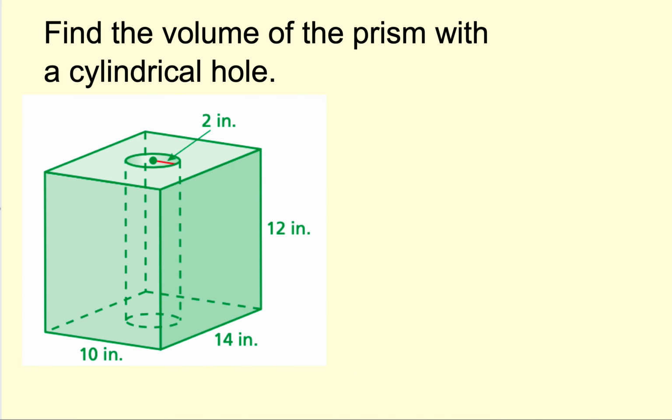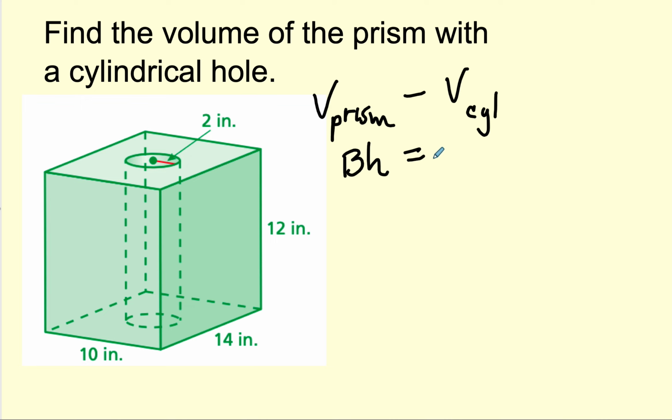Okay, let's find the volume of a prism with a cylindrical hole. Same idea. This time we're going to find the volume of the prism minus the volume of the cylinder. And that's going to be the volume of the composite. So volume of the prism is area of the base times the height, and cylinder will be area of the base times the height, but the base is going to be a circle, so I'll just write pi r squared height.